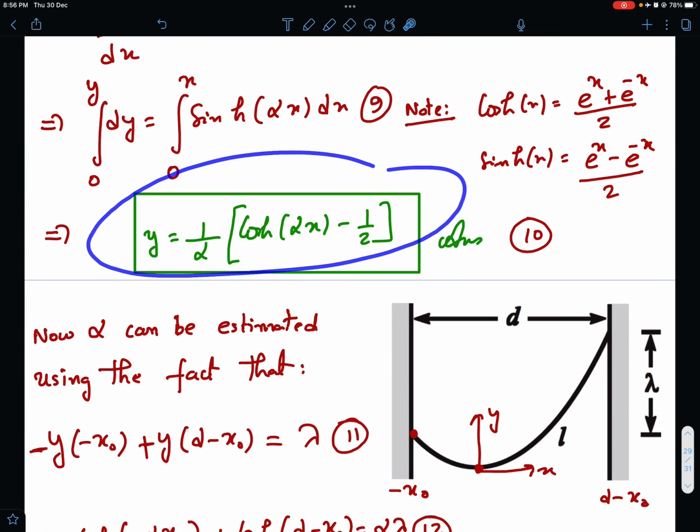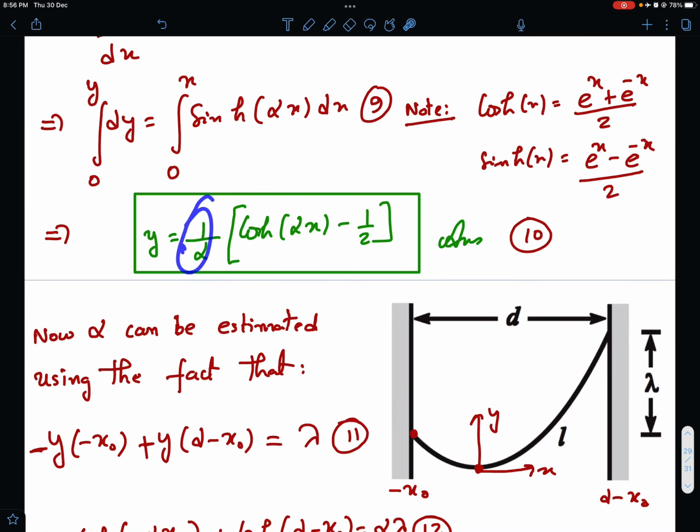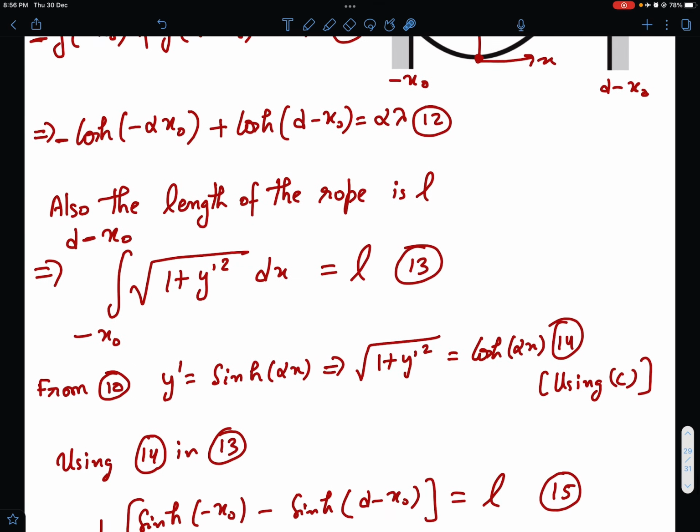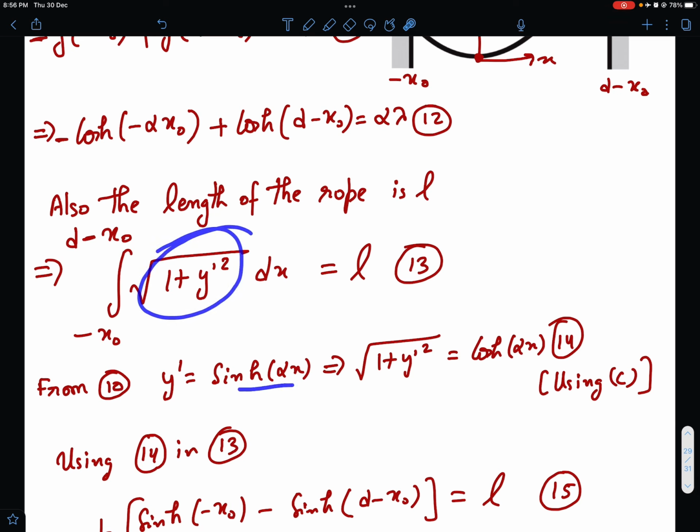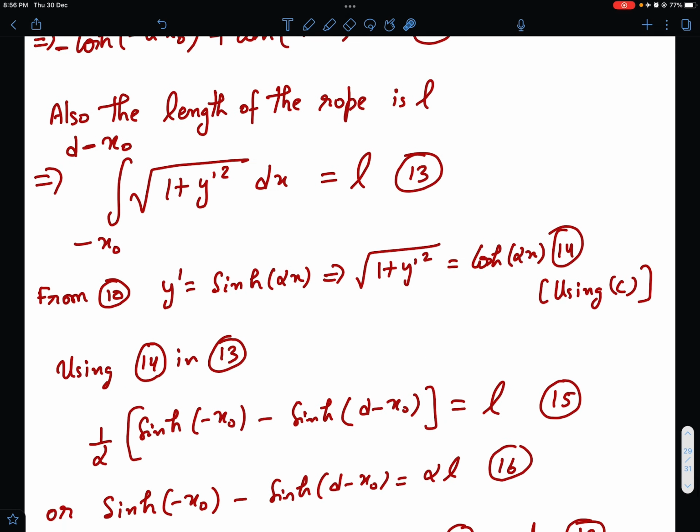See, what is equation 10? This is equation 10. So y dash will be what? This will be cos alpha, the derivative will be sine alpha, and there will be alpha multiplied because of the chain rule. So alpha cancels alpha, and this becomes sine of alpha x. So this is sine of alpha x dx, and the integration of sine alpha x dx will be what? That will be cos alpha x divided by alpha.